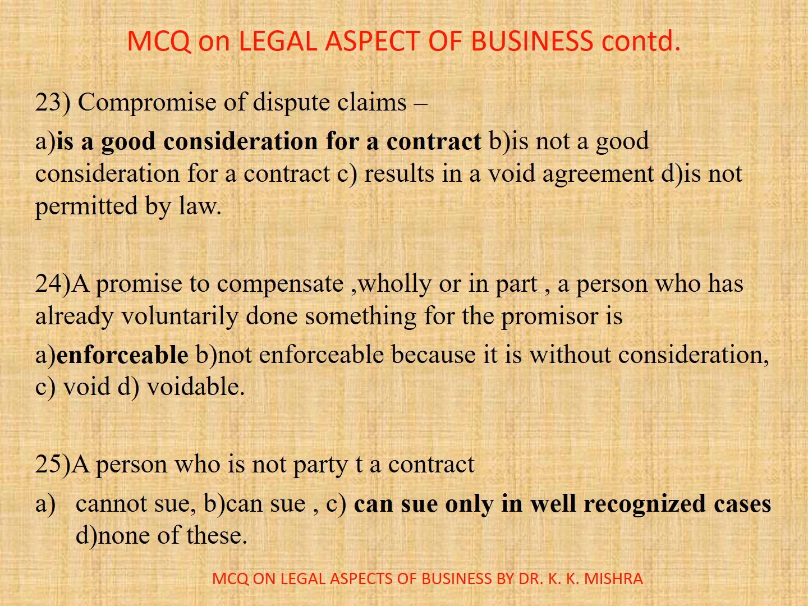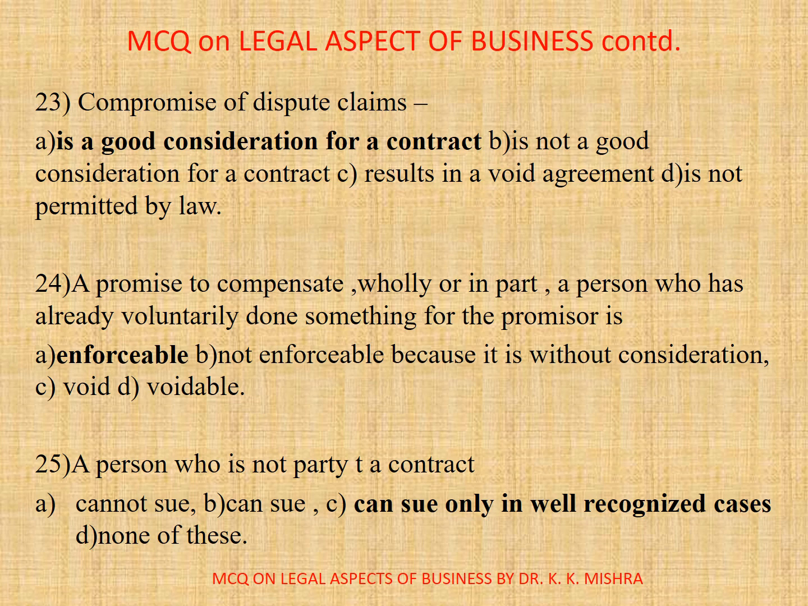Question number 23. Compromise of dispute claims, options are A, is a good consideration for a contract. B, is not a good consideration for a contract. C, results in a void agreement. D, is not permitted by law. Correct option is A, is a good consideration for a contract.